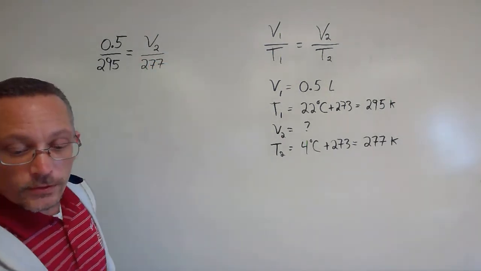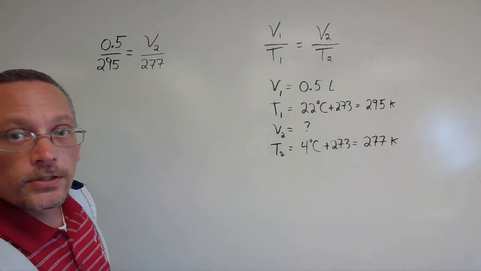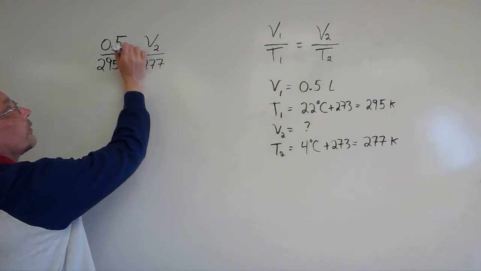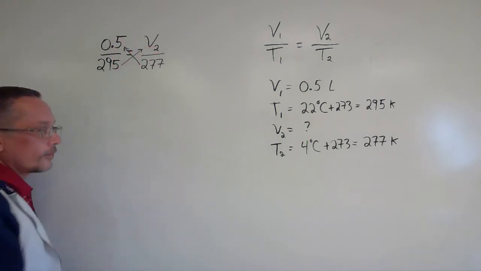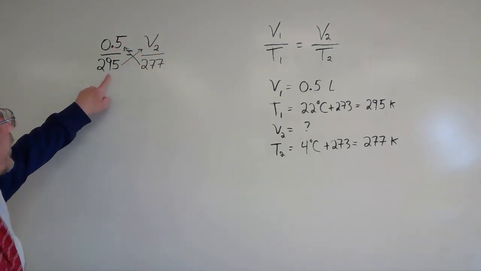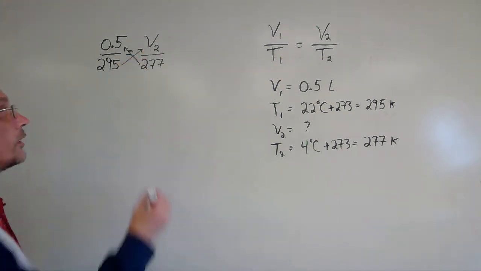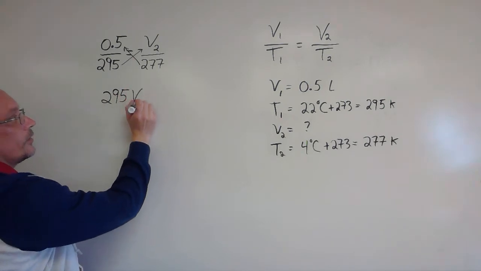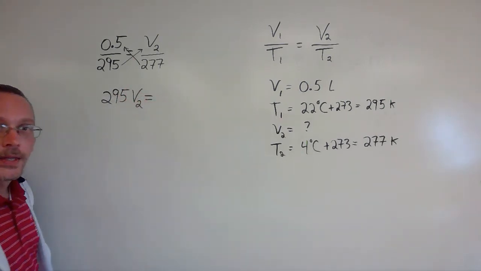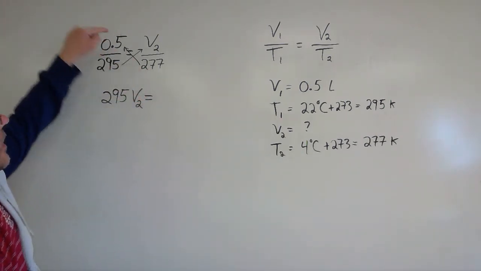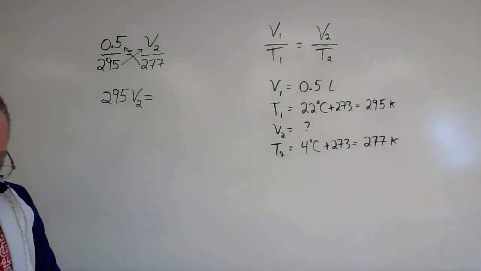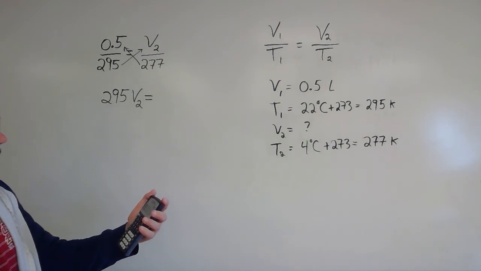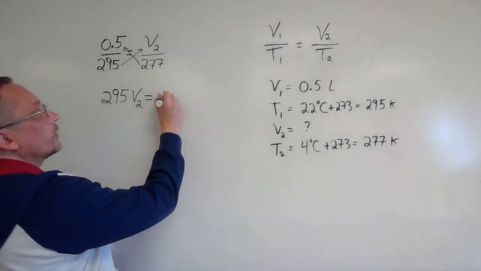Okay, we're going to solve this one just like we solved the last one. So first what I'm going to do is I'm going to cross multiply. I will multiply this way and this way. Okay. Let's see, 295 times V2 is 295 times V2. And then 277 times 0.5 is 138.5.